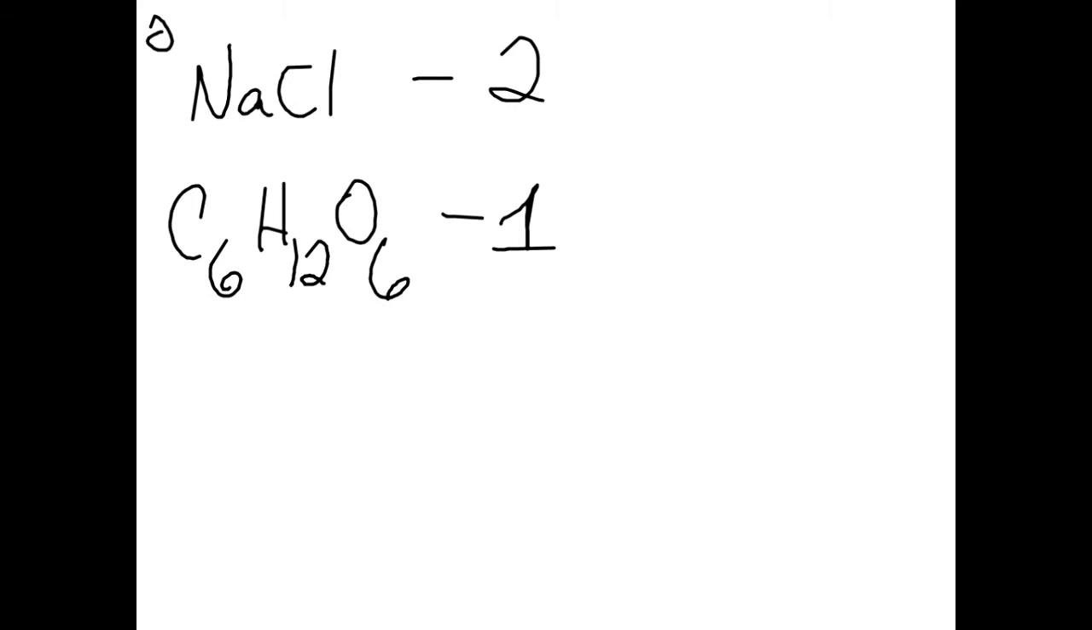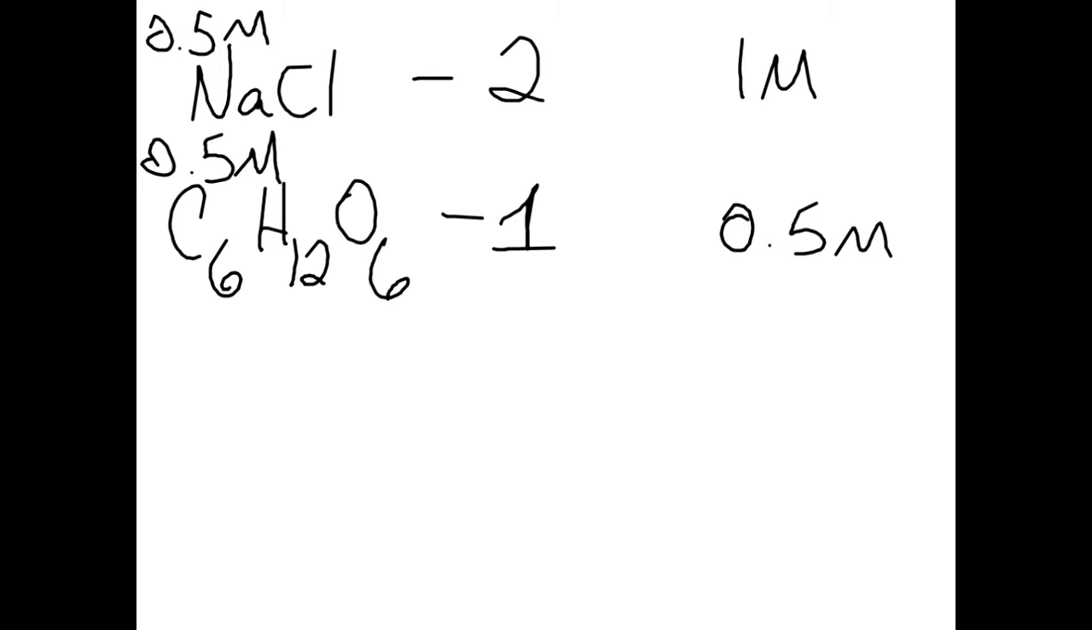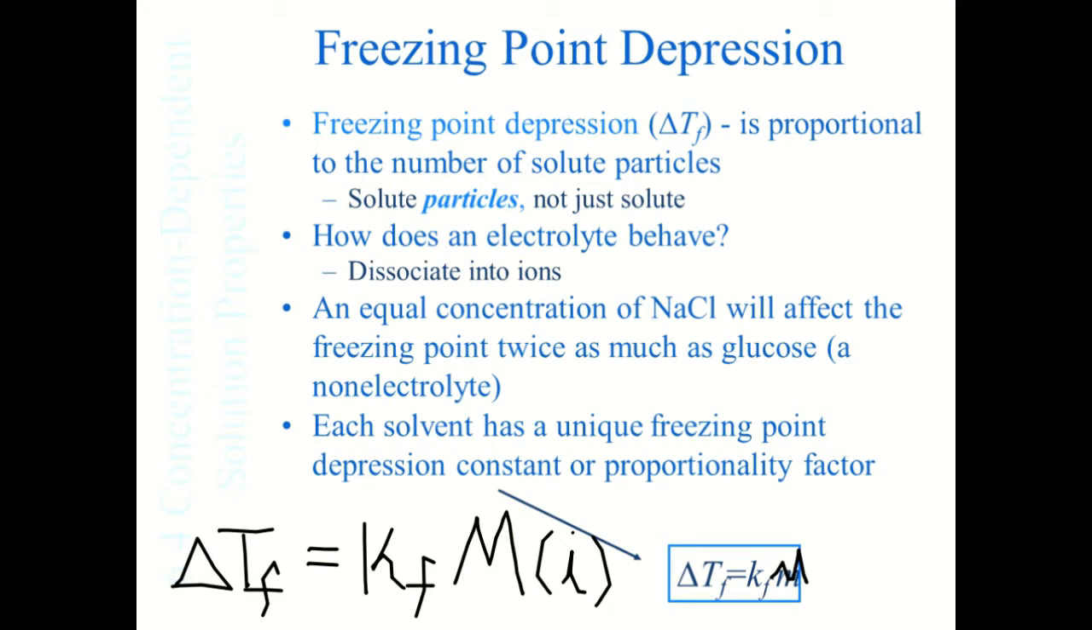So if I have a 0.5 molar solution of sodium chloride and a 0.5 molar solution of glucose, and I want to use this in my equation, then I need to multiply the sodium chloride by 2. So it's actually 1 molar. And this one stays the same, 0.5 molar. So in this equation, this I is by how much you need to multiply the molarity by. So for sodium chloride, I use a 2 there.